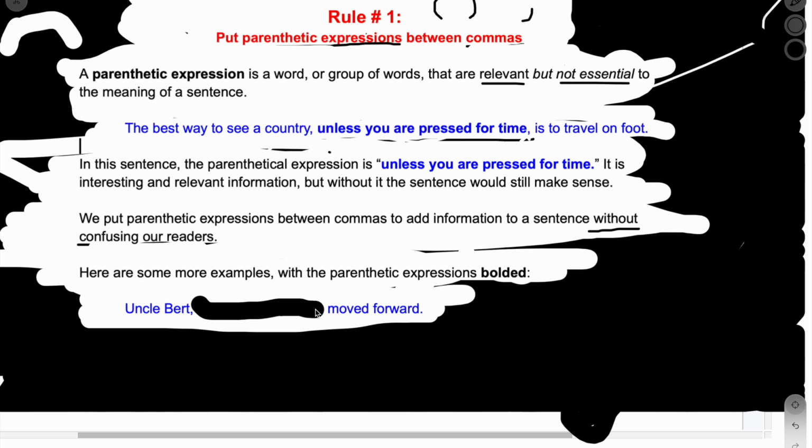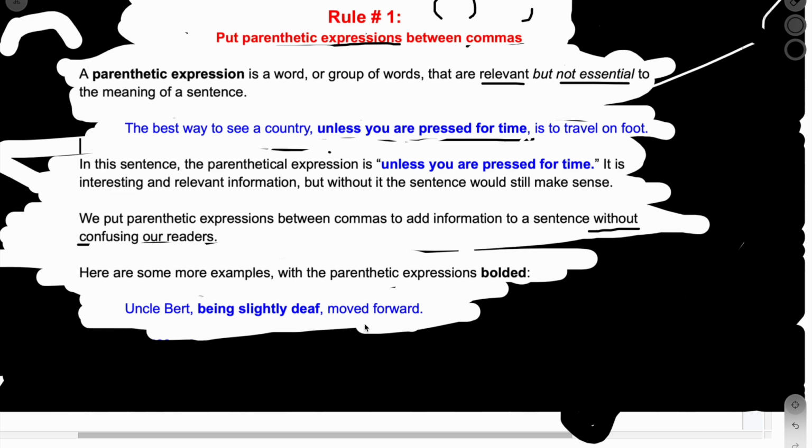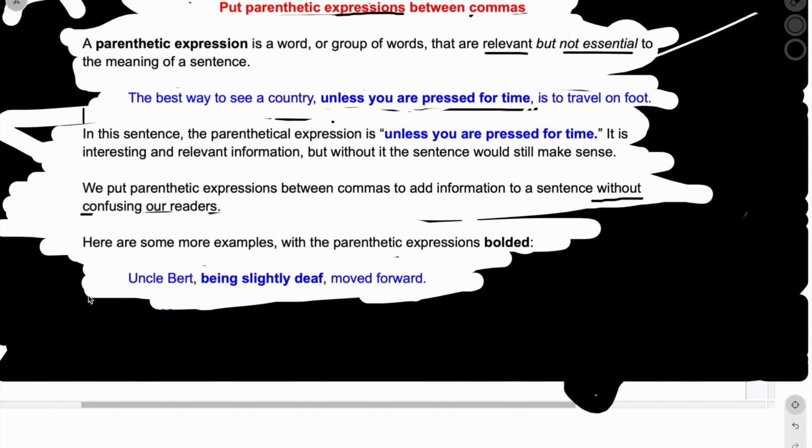If we take this out, it just says, Uncle Bert moved forward. That is a complete sentence. Uncle Bert is the subject, moved forward is the verb, and it expresses a complete thought. If we remove the parenthetic expression, it still makes sense, but we've just added information to enrich the sentence, to make it more interesting, to make it more informative. So we've just made it a little bit better. Let's see if there are any other examples.